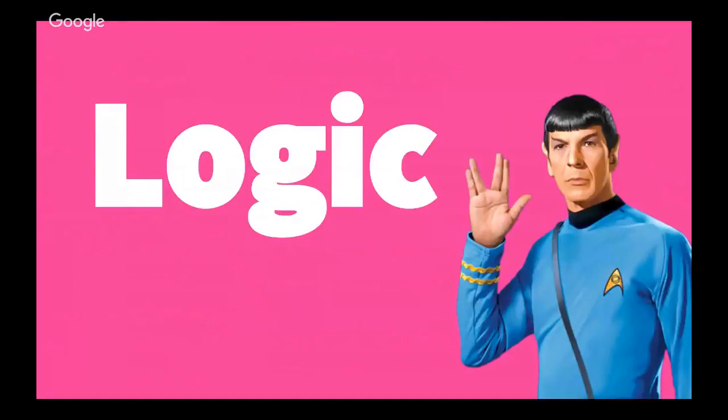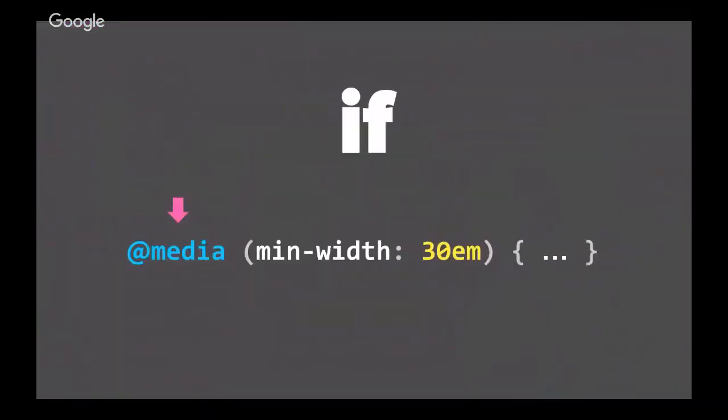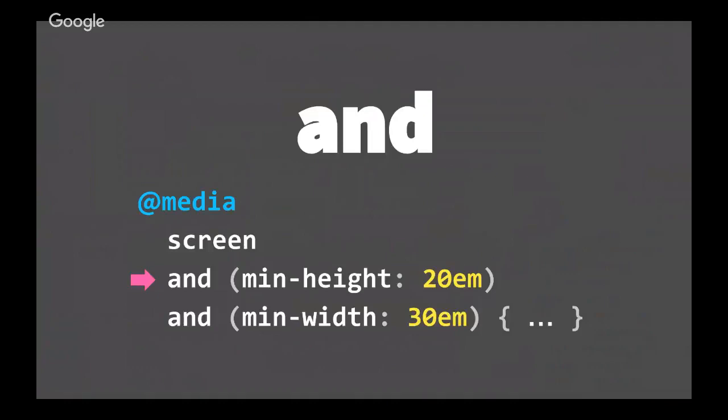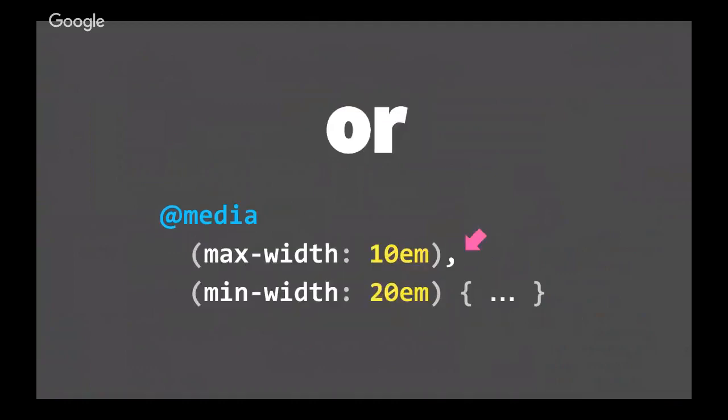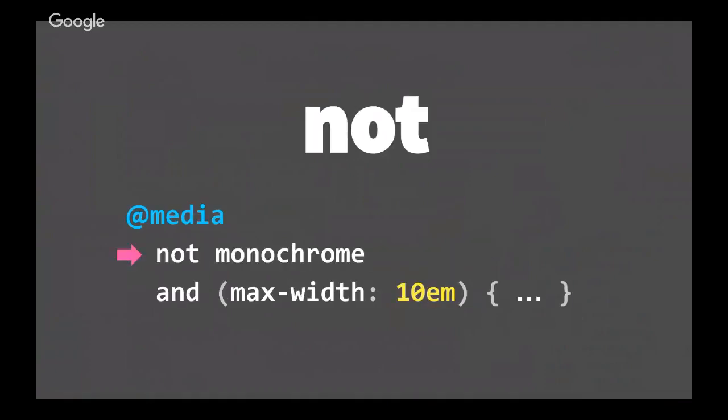Like programming languages, media queries also have logic. It's pretty basic, but also pretty powerful in the right hands. The @media declaration itself is an if statement. If the browser supports @media, do something. You can chain with and, so target screens with both a minimum height of 20 ems and a minimum height of 30 ems, or allows you to apply this or that, target anything with a max width of 10 ems or a minimum width of 20 ems, but nothing in between. And you can exclude with not. Target anything with a max width display of 10 ems that isn't monochrome.